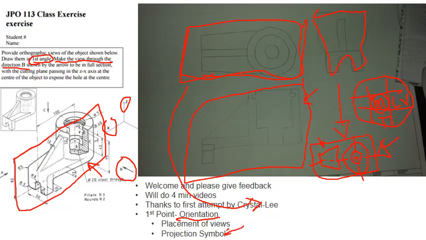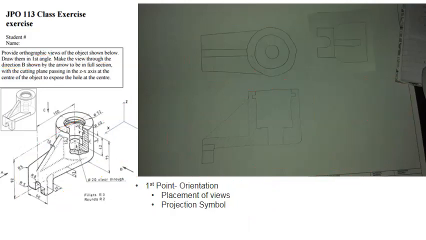So we have the projection symbol sorted now, and we have to worry about the placement of the views. So in the next slide, that's what I want to consider. The view that we had, if we had chosen this as the main view, I would have pretty much expected that when you look at the main view to see what the left-hand side looks like, you would have seen it appearing in that kind of orientation, not as how it appeared earlier on.